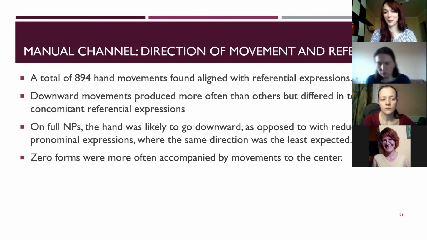For hand movements, we found that downward movements were the most frequent overall, and for zero reference, they were also the most expected, while downward movements were most likely to be accompanied by full noun phrases, while zero forms were more often accompanied by a movement to the center.